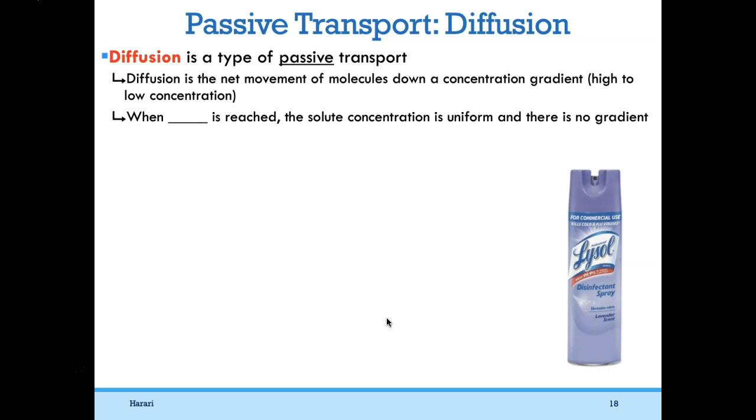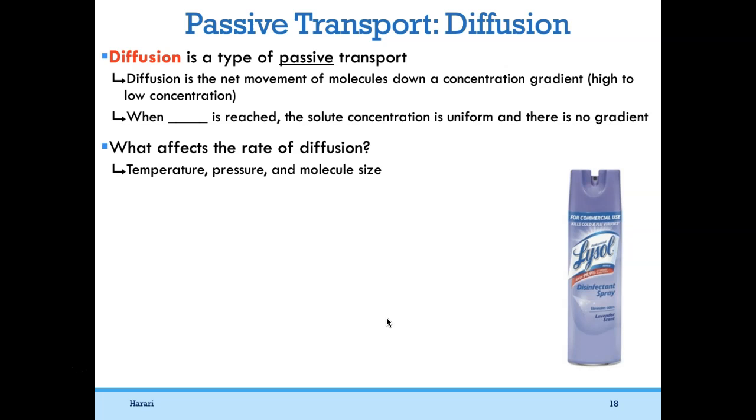So again, fill in the blank. When blank is reached, the solute concentration is uniform and there is no more gradient. Right? Equilibrium is that word. So what affects the rate of diffusion? Right? There are a few things that affect the rate at which molecules can go from high concentration to low concentration. So temperature is one.